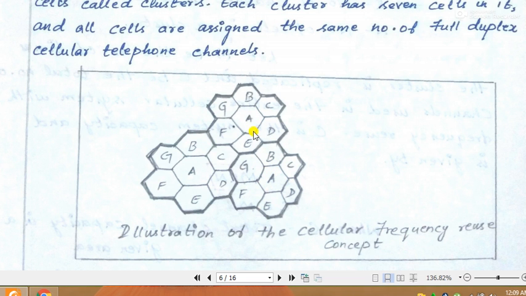See here, this is the next cluster. The same radio frequency channel is used here. Likewise, the 1 to 10 frequency channel is used here. So this is the frequency reuse concept without interference with the other channels.